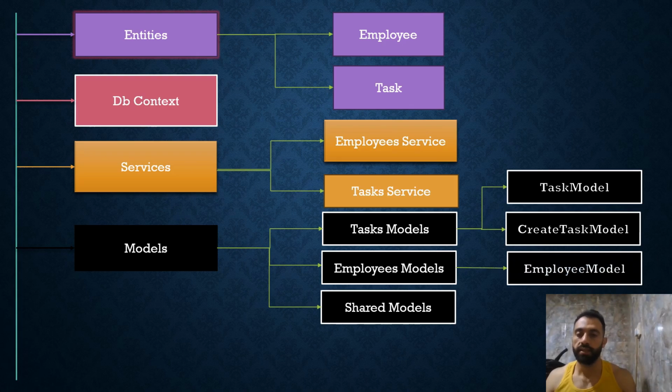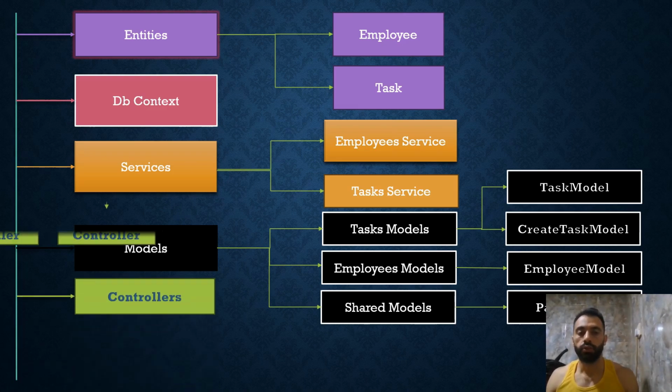In employee models, we will have only the employee model, which represents the data that returns in the HTTP response. We will have also the shared models. In shared models, we will have in this case the paged result, which contains items and total count. Items is the returned list, and total count is the total count of the list.